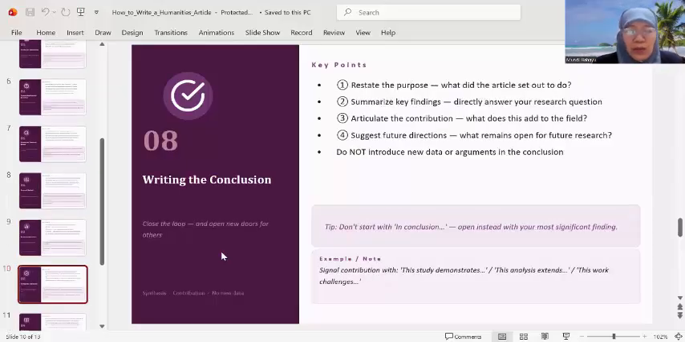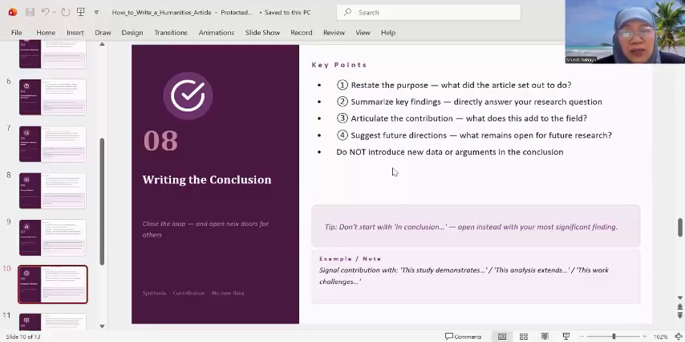Now, the main role of the conclusion is to close the loop and open new doors for others. So you need to do the synthesis. The key points here are: restate the purpose. What did the article set out to do? Summarize key findings. Directly answer your research question. Articulate the contribution. What does this add to the field? Suggest future direction. What remains open for future research?